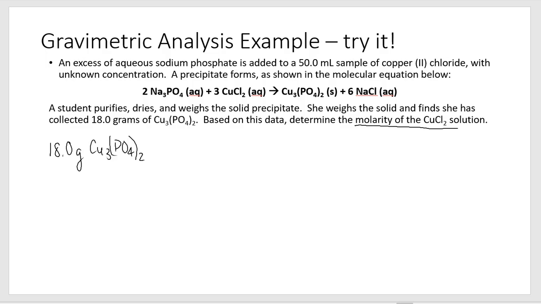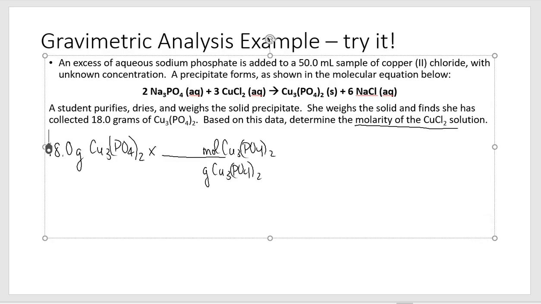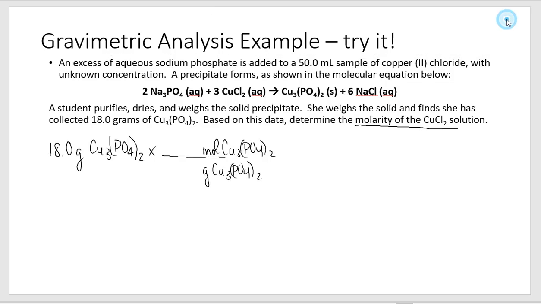The first step in any type of stoichiometry problem should always be find moles. So I'm going to take this mass value and convert it into moles, going from grams copper phosphate to moles of copper phosphate. Whenever I'm converting from grams to moles, I should be using the periodic table and looking at my molar mass. If I add up all the molar masses, I'll find that 1 mole of copper phosphate weighs 380.4 grams. It's a big compound. It's got a lot of stuff in it.